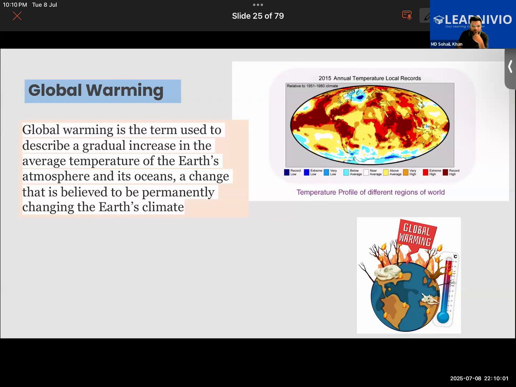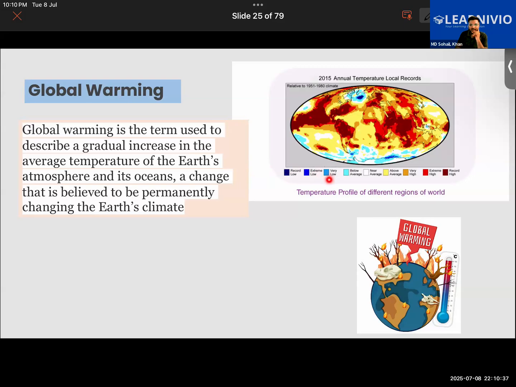Global warming is the term used to describe a gradual increase in the average temperature of the Earth's atmosphere and even the oceans, a change that is believed to be permanently changing the Earth's climate. Because of global warming, the Earth's climate is changing. And such a change in the climate is going to happen in the upcoming future that it will be very difficult to reverse it.